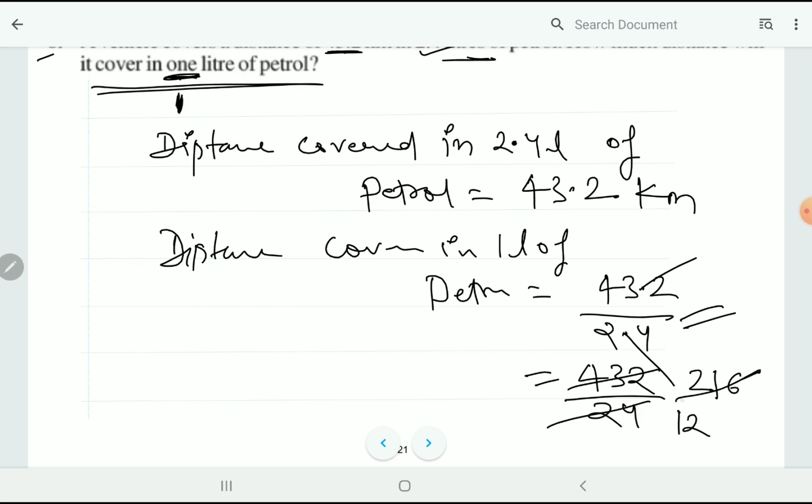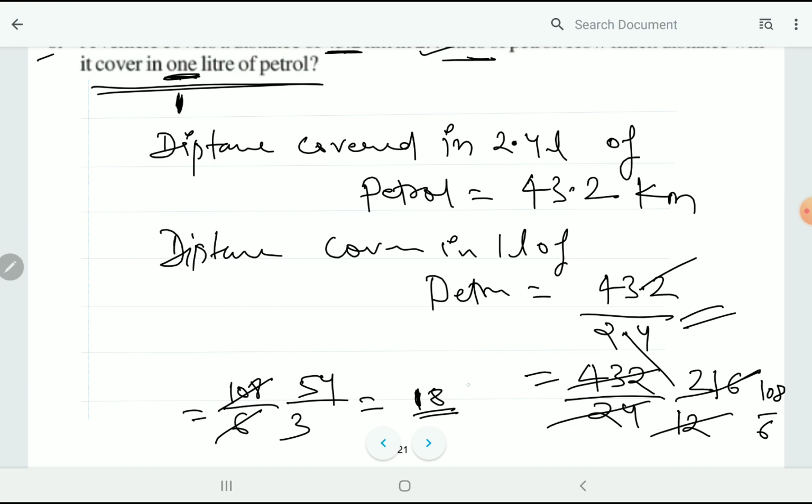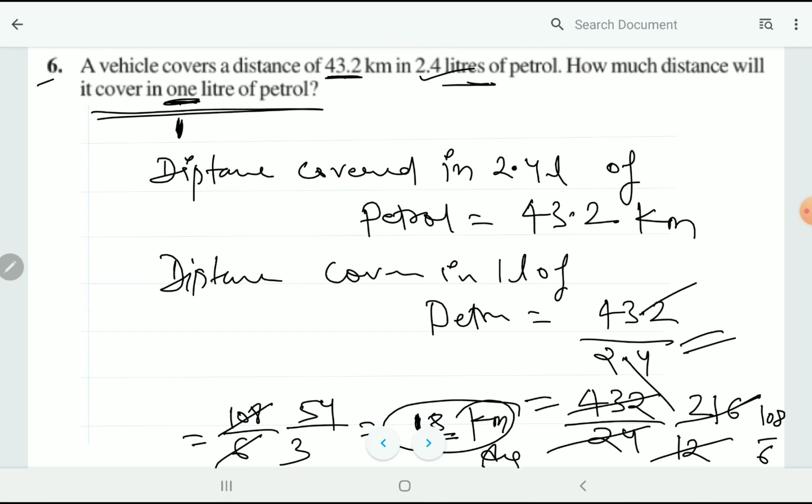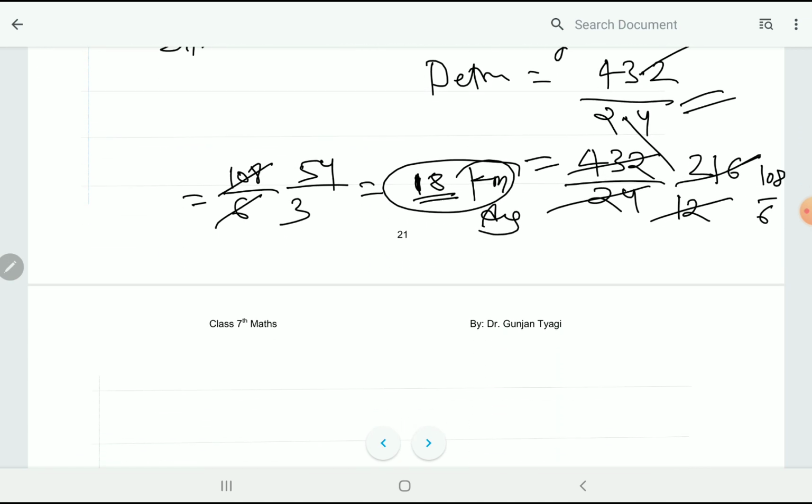Again I will divide by 2, 108 will come here and 6 will come here. Now you can again divide by 2, 2 3s are 6 and 2 27s are 54. Now you can divide 54 by 3, 3 1s are 3 and 3 8s are 24. 18 kilometer is the answer. This is the answer. So the vehicle covered 18 kilometer distance.